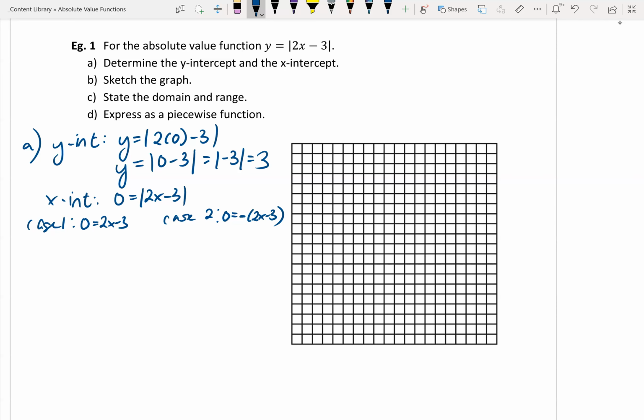Now we're going to solve for each. So we're going to have 3 is equal to 2x. If I move the 3 to the other side, then I'll divide both sides by 2. x is 3 over 2. We're going to do the same thing. We'll distribute this negative, so it's negative 2x plus 3. Move the 2x to the other side, divide both sides by 2, and we just get the same thing. This means that our x-intercept is just going to be at 1.5, which is 3 over 2.